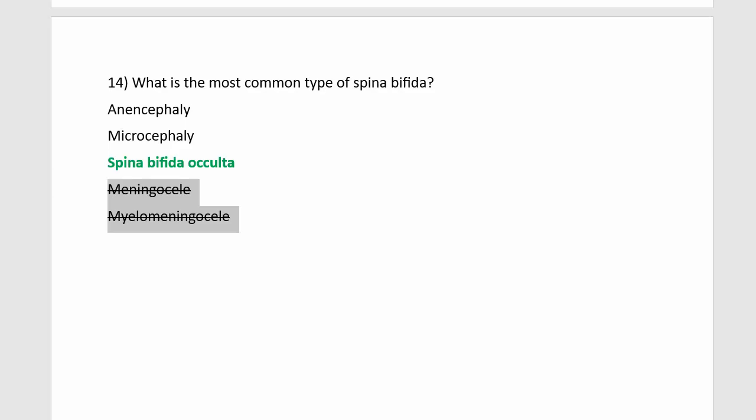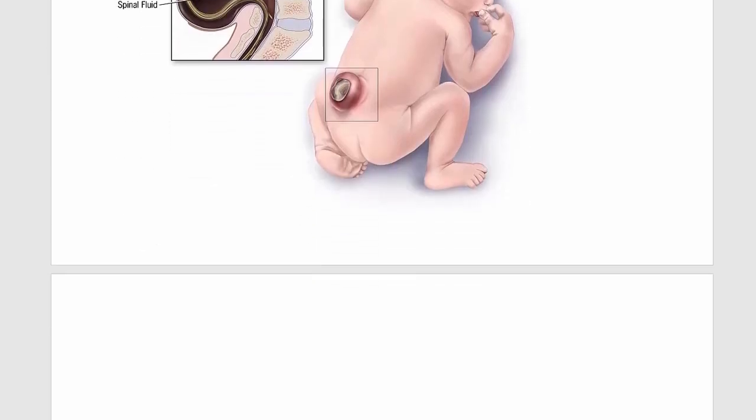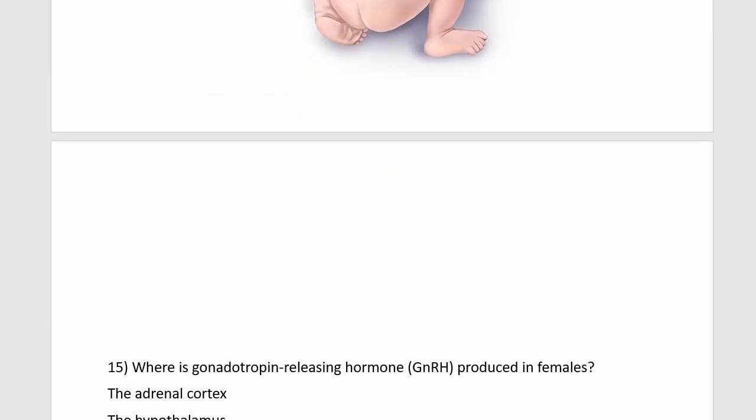But then it's like, okay, what the hell is anencephaly and microcephaly? And I think a good way to help try and visualize this, this is actually a really nice diagram for this.